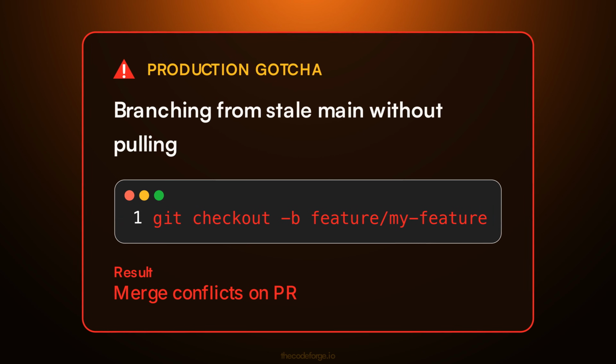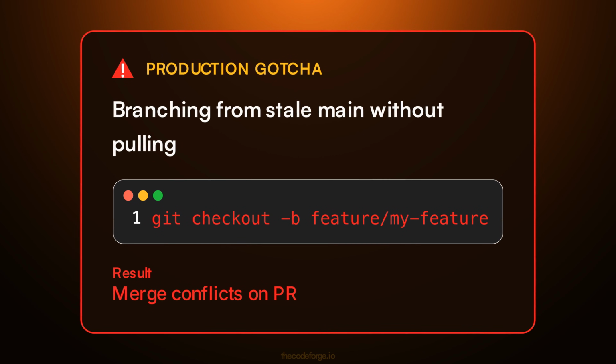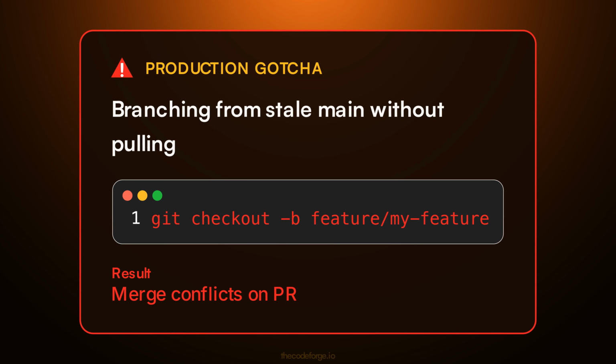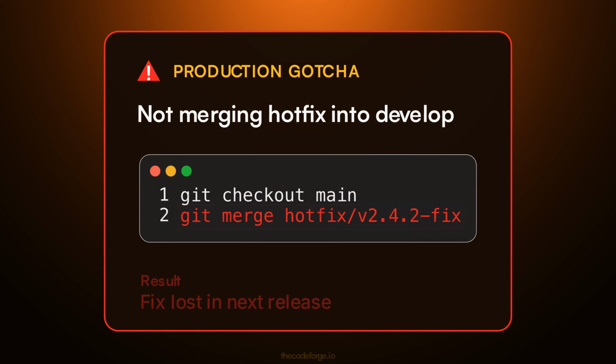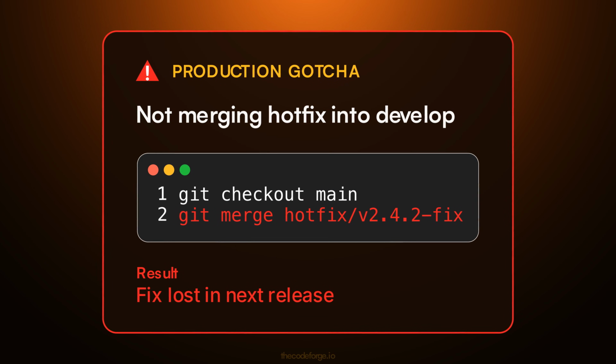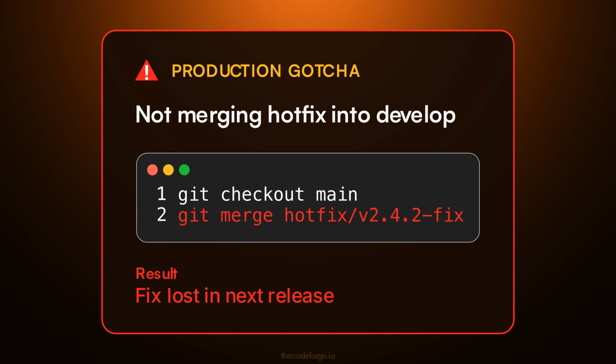If you create a branch from a stale main, every file your teammates changed becomes a potential conflict. Always pull origin main before branching. It costs 10 seconds and saves hours of conflict resolution. If you only merge the hotfix into main, but forget develop, the fix will be missing from the next release. Always merge hotfix branches into both targets.